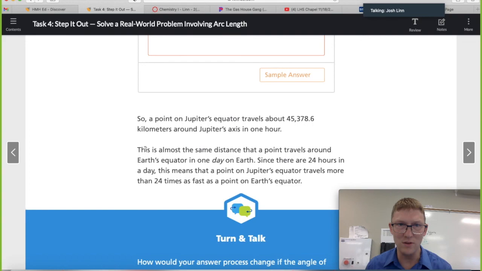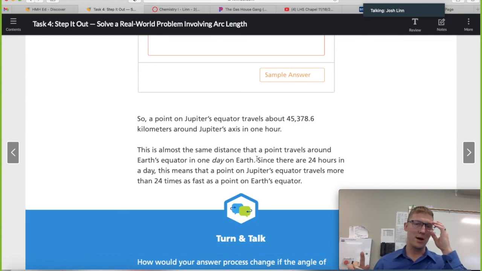And oh, they gave us, this is almost the same distance that a point travels around Earth's equator in 1 day. So because Jupiter is so much bigger, if you are standing on the surface of Jupiter, which doesn't make sense because it's a gas giant, but whatever, in 1 hour you travel the same distance through space as you do an entire day here on Earth, which is kind of crazy, right?